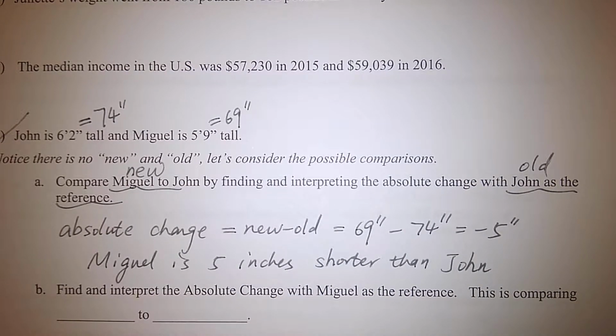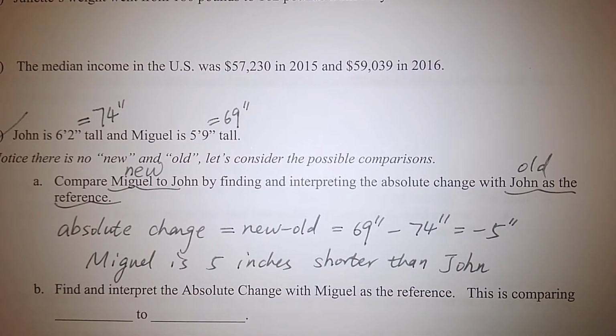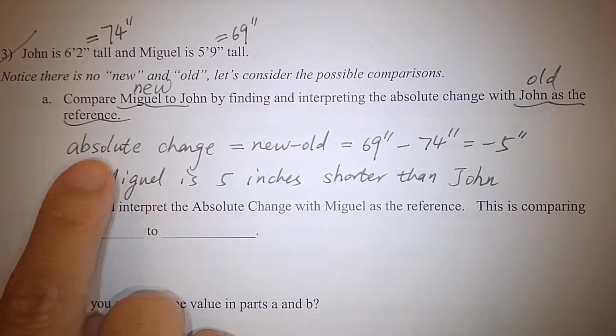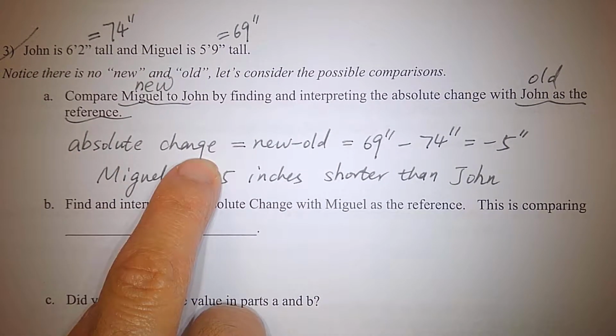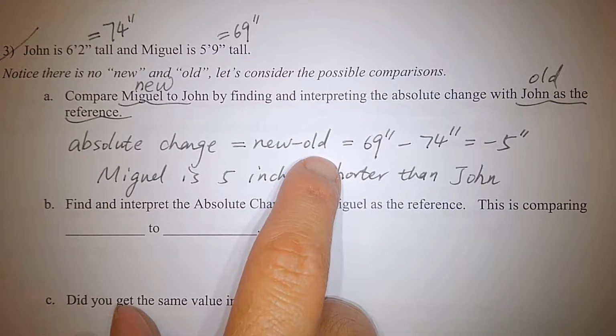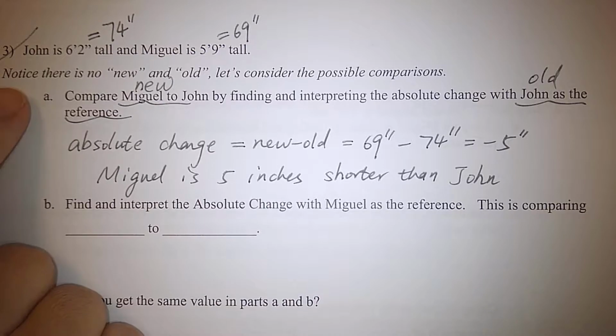Because you get a negative value, right? Compared with a tall guy, you get a negative result. And from this question, we practiced how to compute absolute change: new value minus old value. So this is question A. So that's good.